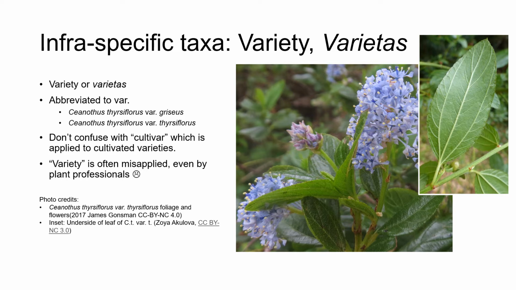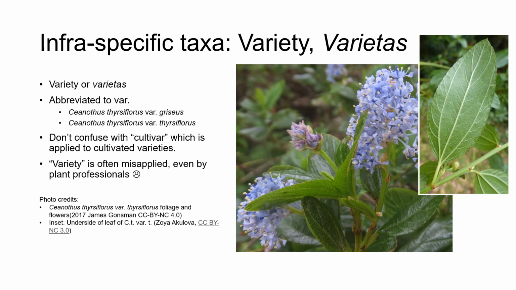The differences between these 2 varieties are based on whether or not the leaf margins curl under and the degree of hairiness of the leaves. In the photos you can see Ceanothus thyrsiflorus variety thyrsiflorus, California blue blossom, whose leaf margins don't curl under and there's very little hair on the underside of the leaves.